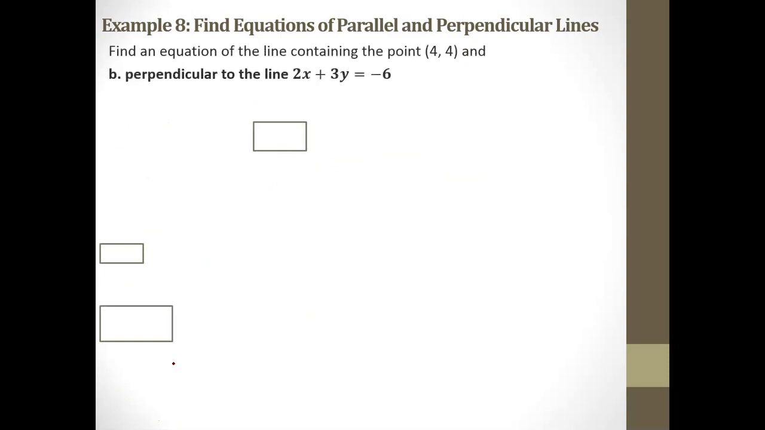Here's another example. We're going to find the equation of the line that contains the same point, 4, 4, and is perpendicular this time to the line 2x plus 3y equals negative 6. So unlike parallel lines, perpendicular lines have slopes that are opposite reciprocals of each other. So their signs are opposite and they're reciprocals of each other, meaning you can flip the fraction form of one to get the other. So slopes are opposite reciprocals.